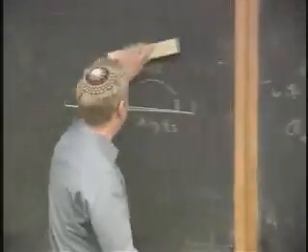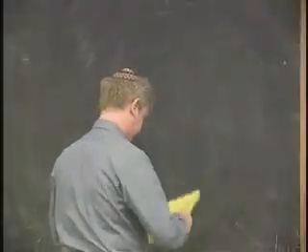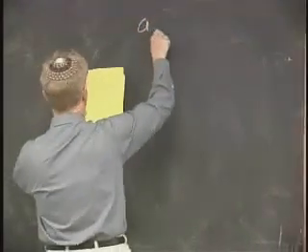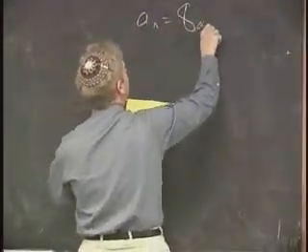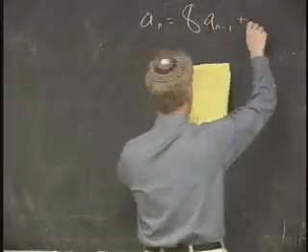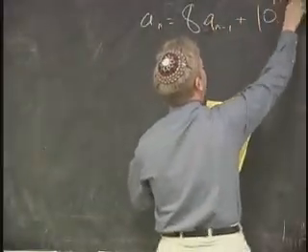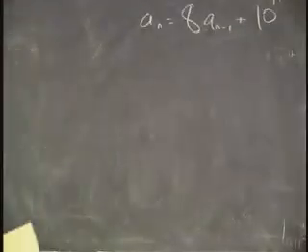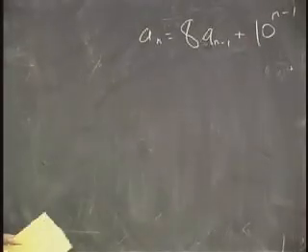Yeah, we're going to simplify it. We'll do it right here. So a sub n equals 8 a sub n minus 1 plus 10 to the n minus 1. Okay, that's what you get. And what's the base case here? What's a sub 1?